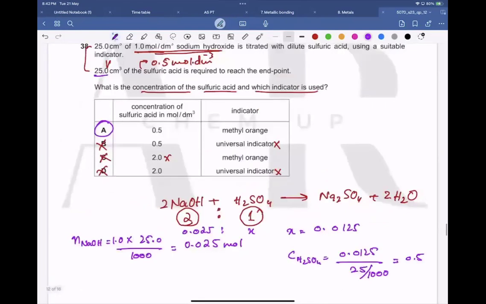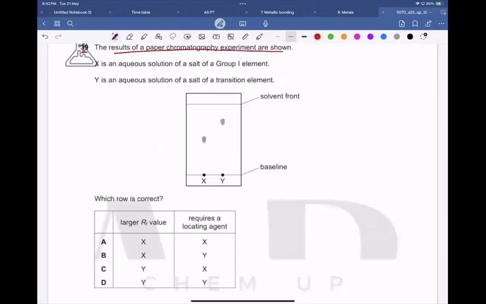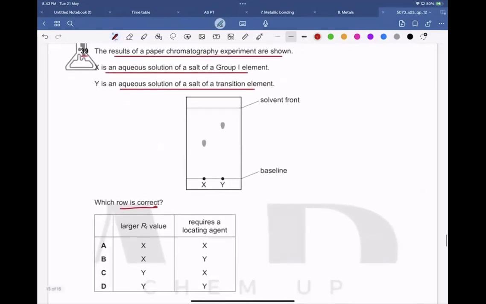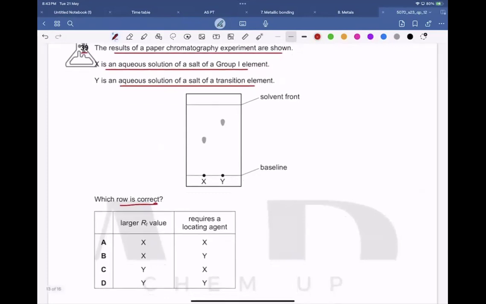Now, question number 39. The results of a paper chromatography experiment are shown. X is an aqueous solution of a salt of a group 1 element. Y is an aqueous solution of a salt of a transition element. Which row is correct? So X is a group 1 element, so it means that X requires a locating agent, right? So Y does not require a locating agent. So that makes D go wrong.